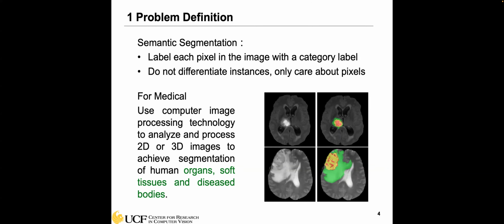So as compared to image classification, semantic segmentation is a very dense prediction, right? Image classification gives just one single label for the entire image, right? But for semantic segmentation, we want to predict or assign a label for every pixel in the image. But also for general semantic segmentation, we do not differentiate instances, right? We only care about the pixels. There are also some other subcategories or topics under semantic segmentation that do care about different instances.